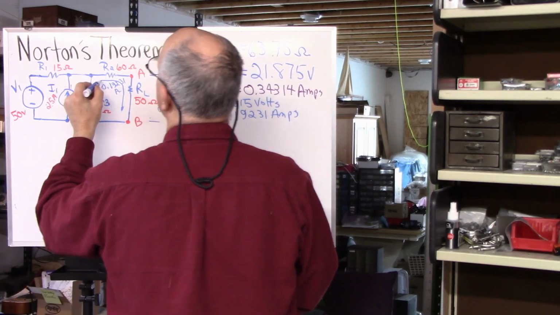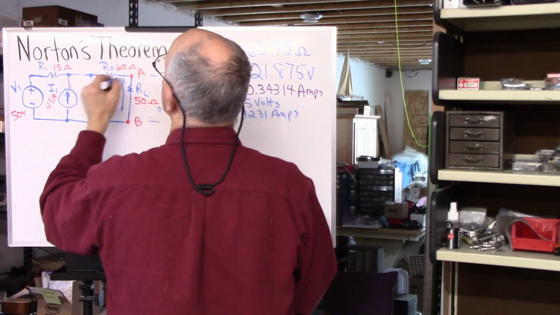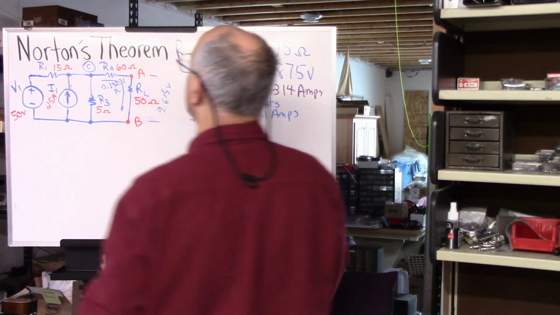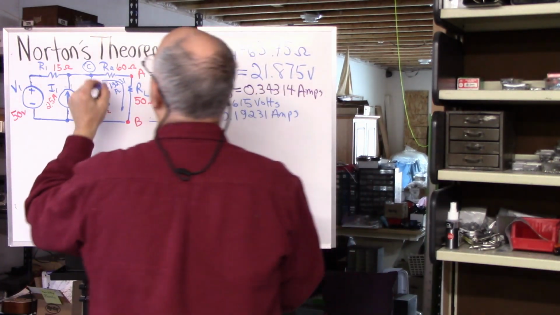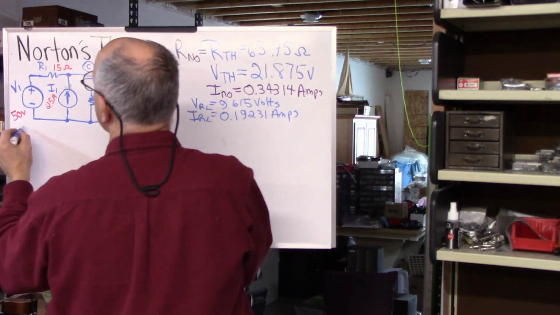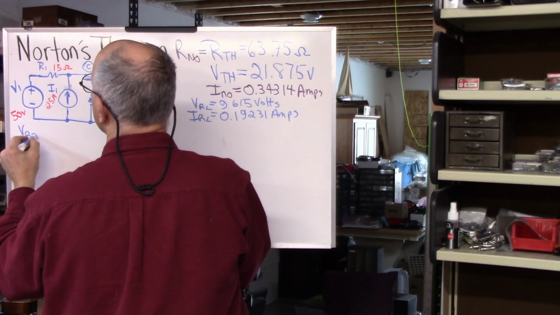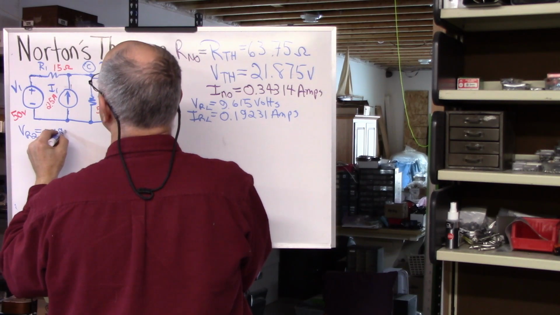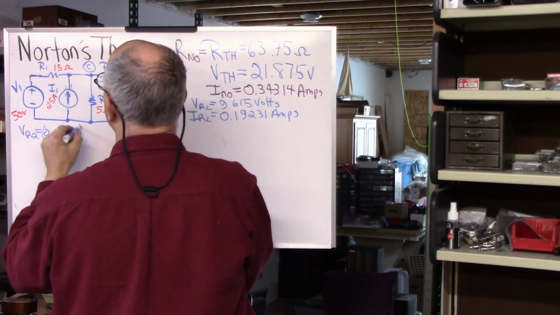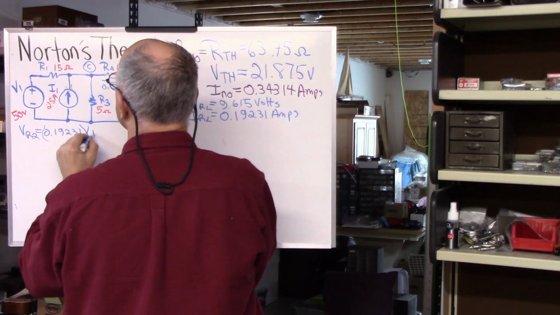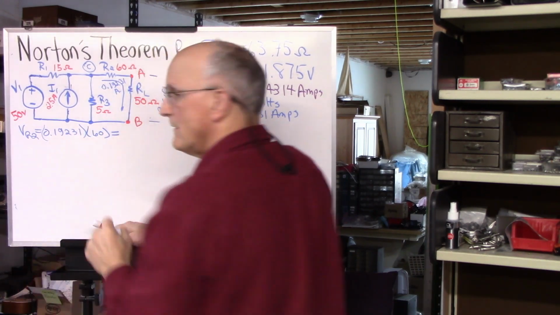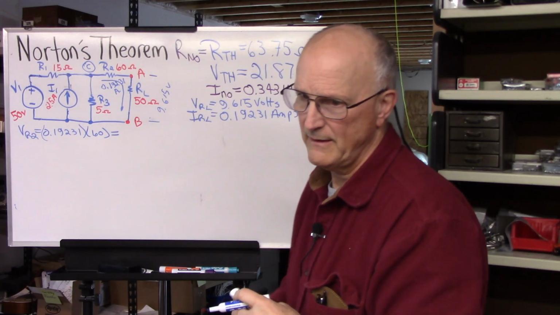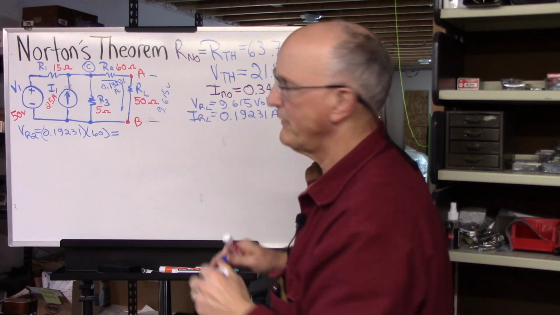If we know the current going through here, we can calculate the voltage across here. This is our point C over here. So R2 is 60 ohms. So VR2 is equal to 0.19231, that's the current through it, times 60. And so that gives us 11.539 volts.